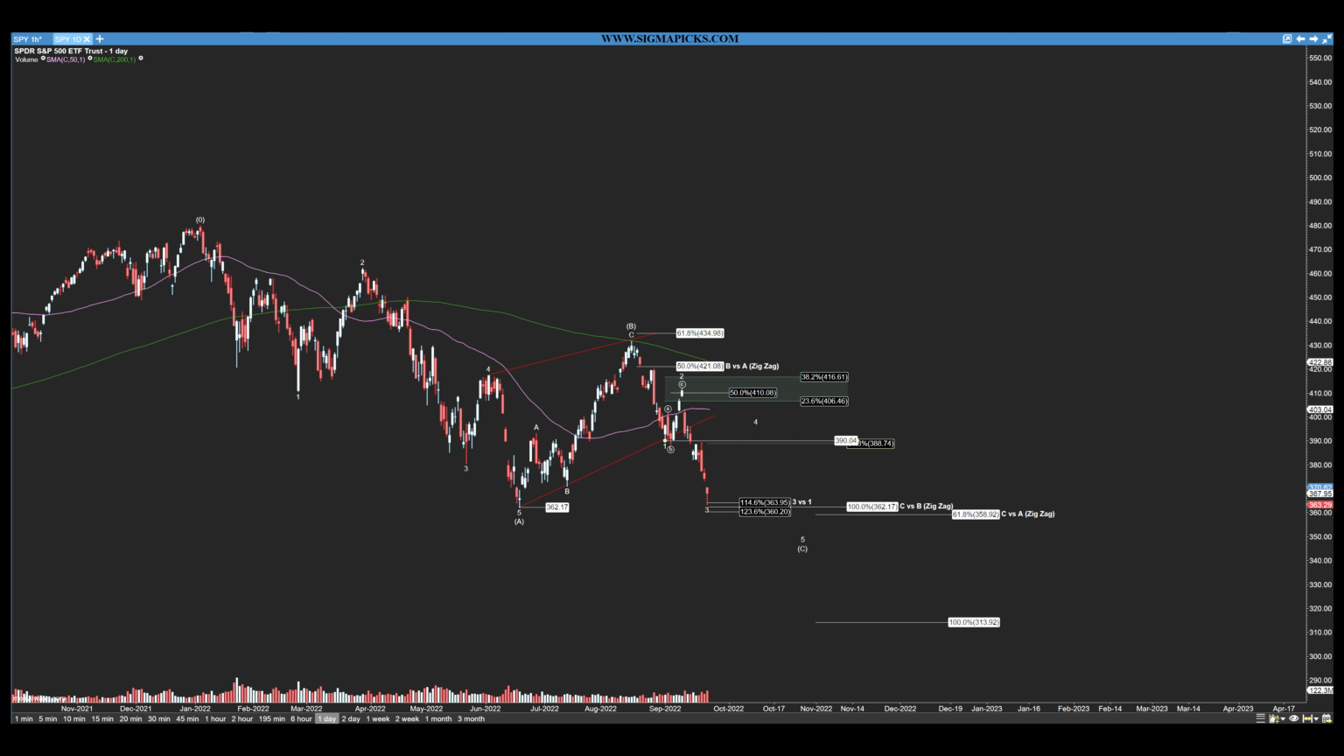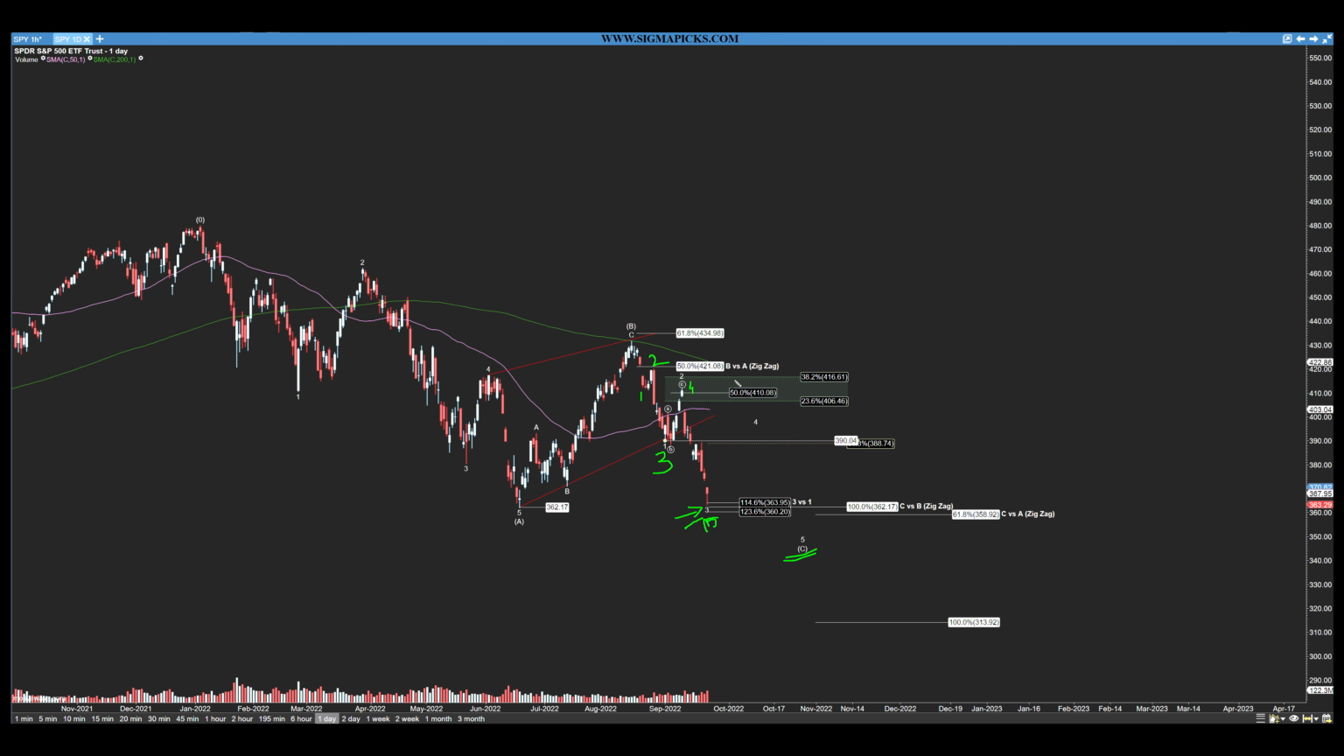There is one other thing that I want you to know, that even though I have this as third wave, okay, there is another structure that tells us that this could also be the end of fifth wave and end of C right here. Okay, and that is right here. 1, 2, 3, 4, and this is the fifth.